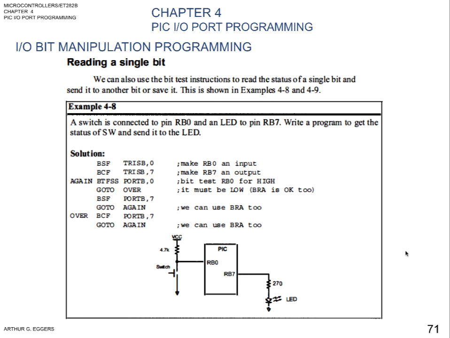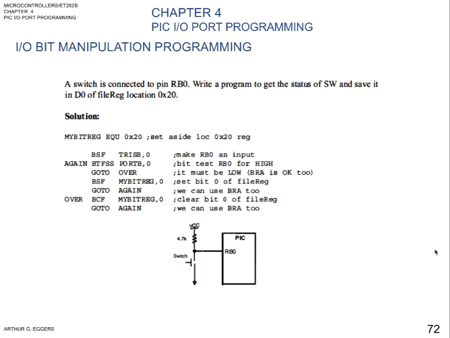Reading a single bit, you can use the bit test instructions to read the status of a single bit and send it to another bit or save it. Okay, so you can see here we've got a switch connected at a port and an LED. Write a program to get the status of the switch and send it then to an LED, whether to light it or not.